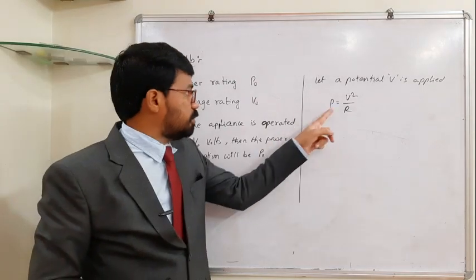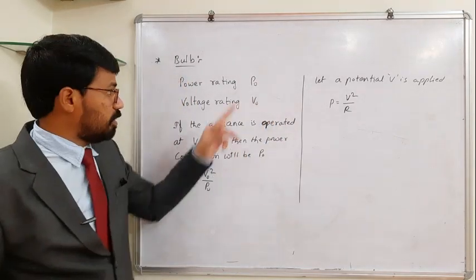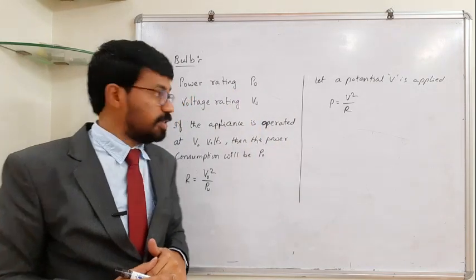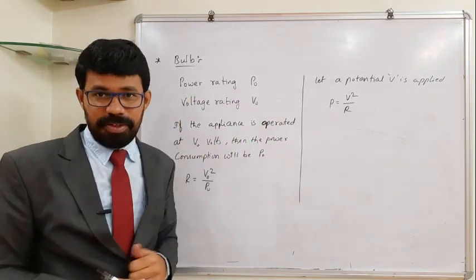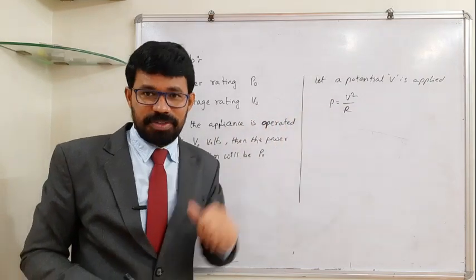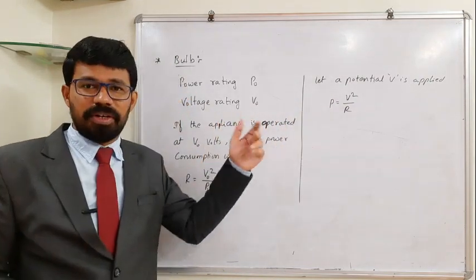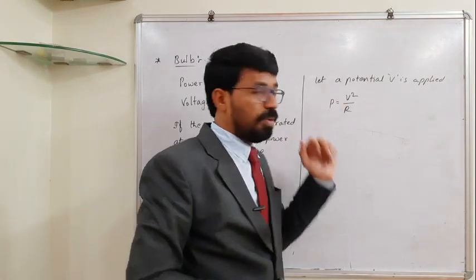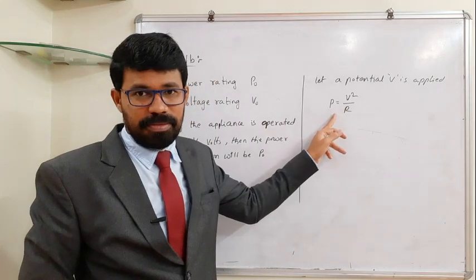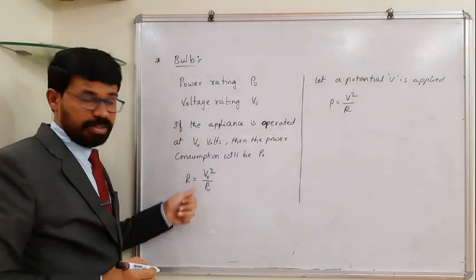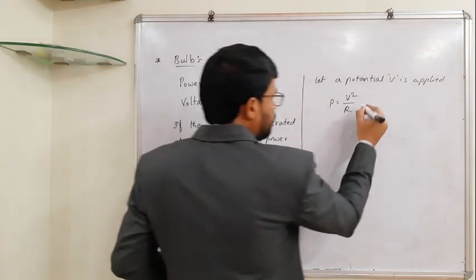I'm telling you once again, this P and this P0 are different. This P0 is the standard value, the maximum power that it can consume at a potential V0. But right now I did not apply V0 potential. I have applied only V potential, which is less than V0. For this value of potential, what is the power consumption? This P is the power consumption. And what is the resistance of this electrical bulb? Just now we have derived it's V0 square by P0. So what you can write here?